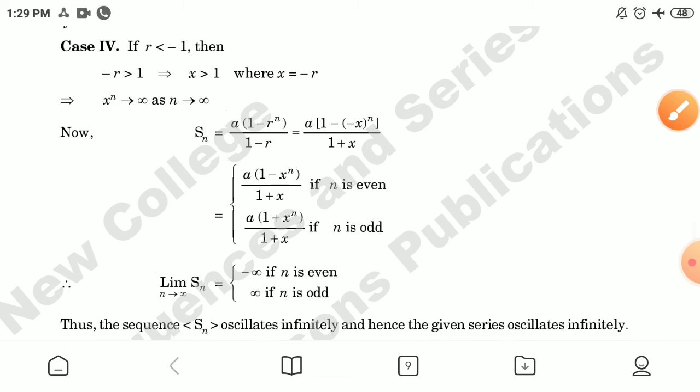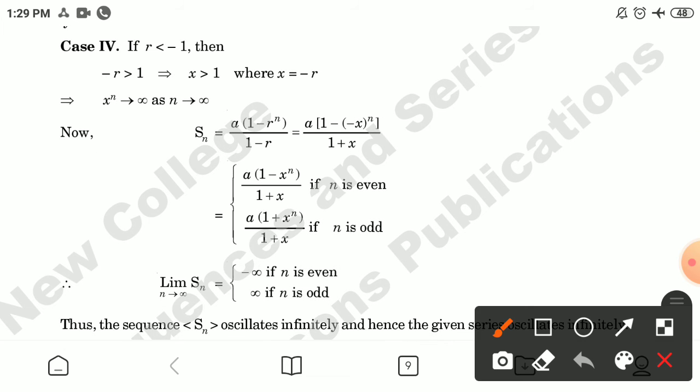Now case fourth, if r is less than minus 1, then minus r is greater than 1. This implies x is greater than 1, where taking x is equal to minus r. This implies x^n tends to infinity as n tends to infinity.